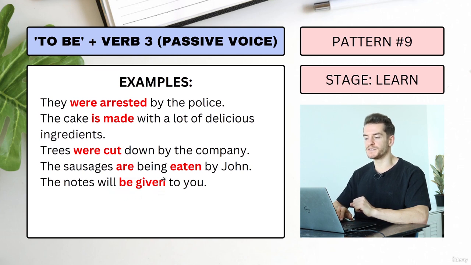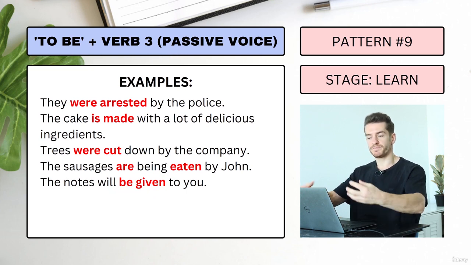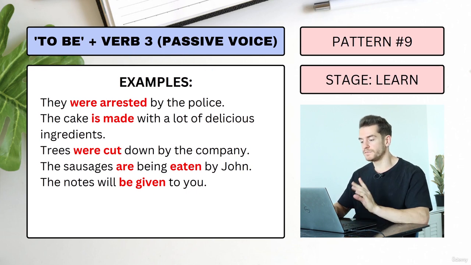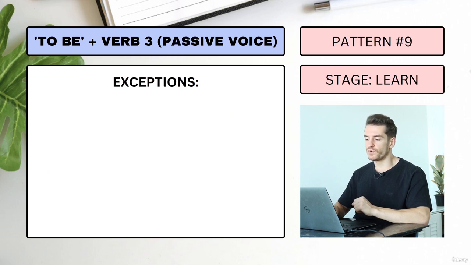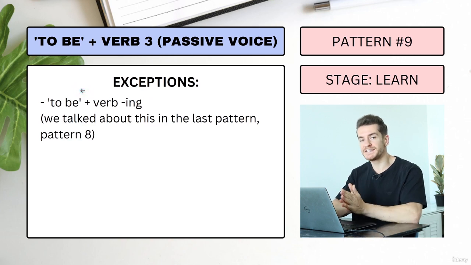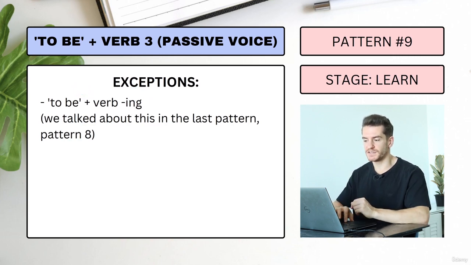And last one, the notes will be given to you. We've got the verb to be, so we need verb 3. So just remember, guys, if you're making a passive voice sentence where something receives the action, you need to use to be plus verb 3. Now there's one exception we need to talk about, and we talked about it in the last pattern, pattern 8. That is, to be is often used with verb ing, especially if you're using an active voice sentence. This is the opposite to a passive voice.